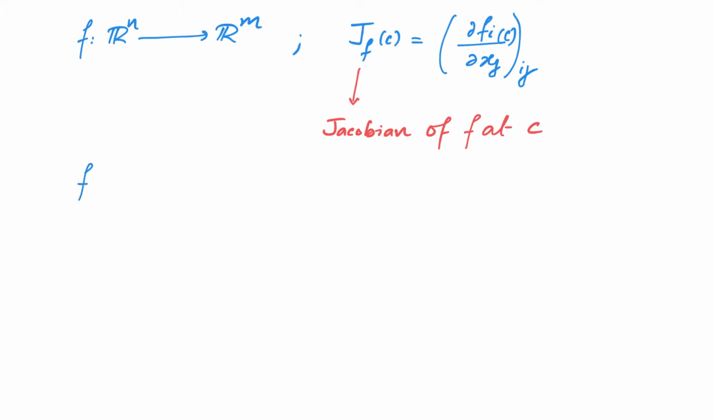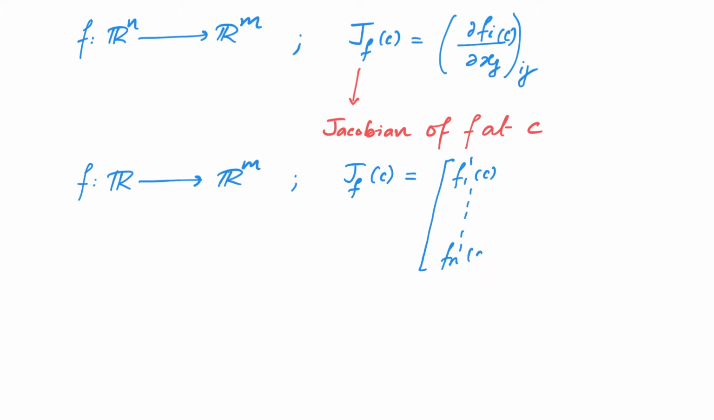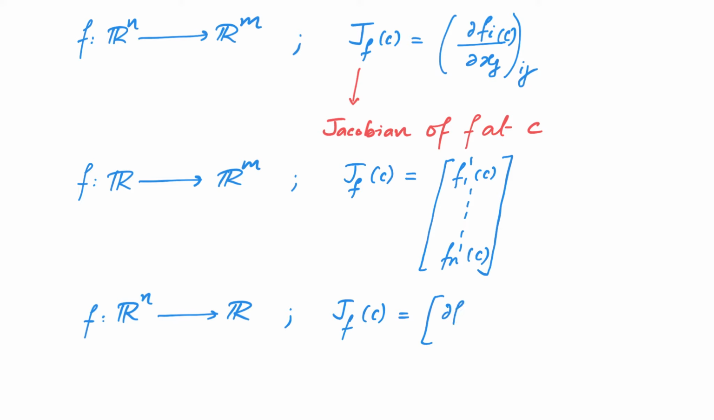Let us now try to understand what this Jacobian matrix would be for the two familiar cases. First, we consider functions f from R to Rm. In this case, the Jacobian matrix would be a column matrix where the column elements are f1'(c), f2'(c), etc. up to fm'(c). On the other hand, if we look at functions f from Rn to R, then the Jacobian matrix would be a row matrix, and the entries of this matrix would be del f by del x1, del f by del x2, etc. up to del f by del xn.